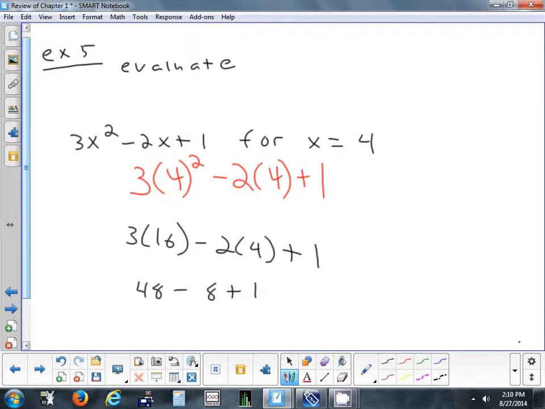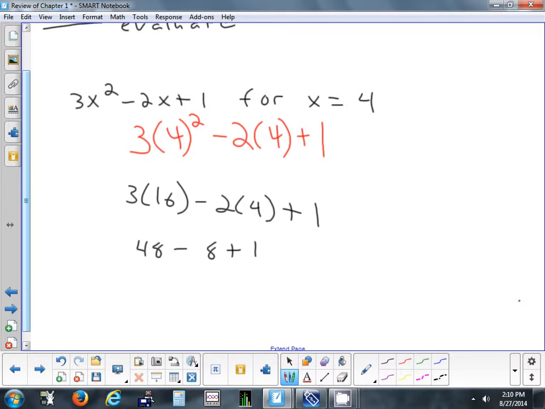That's how multiplication and division works as well. What do you think, Kayla? You subtract the 8 from the 48, which is 40, and then you add 1, 41. Excellent. Okay, so there's an example where you're evaluating and get a final answer that's a number.